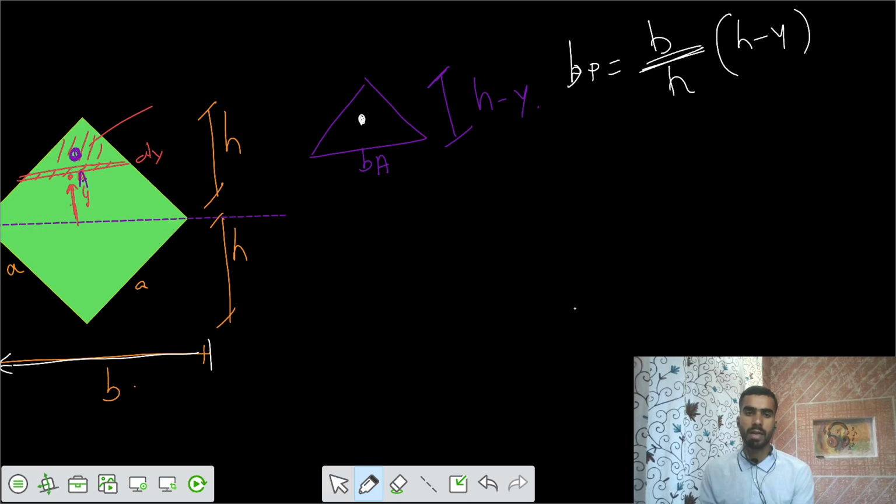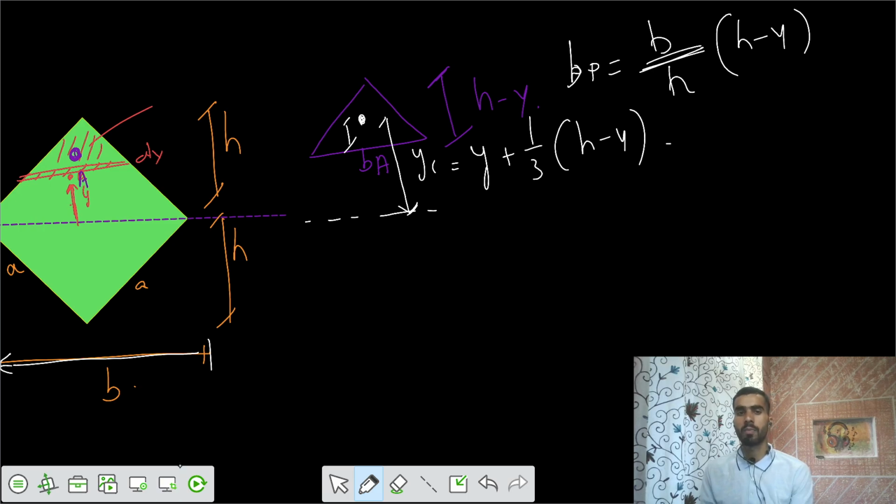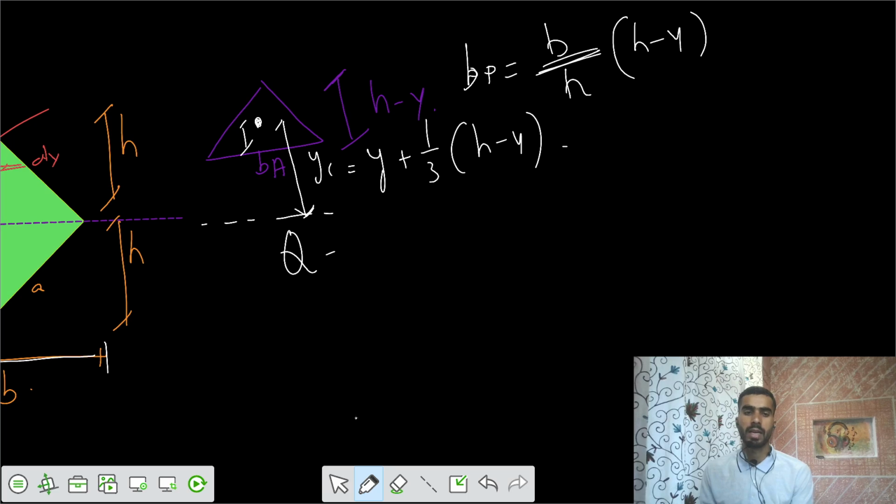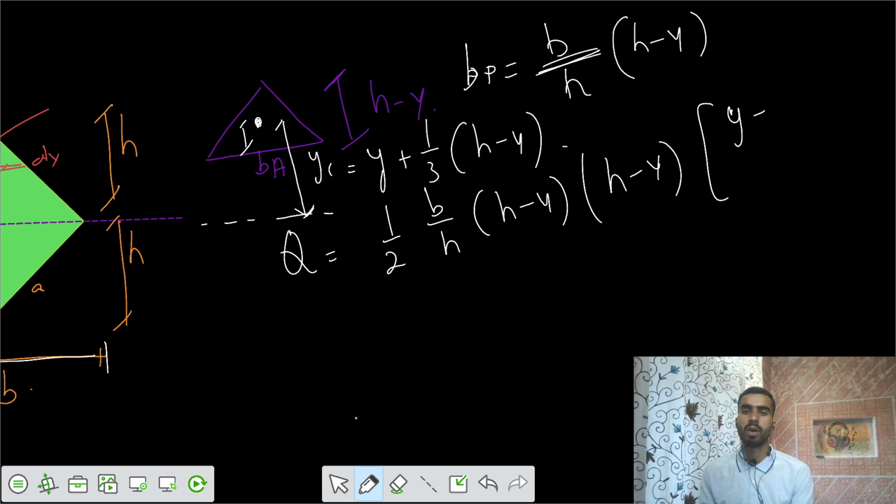And the centroid would be somewhere here from the neutral axis at a distance of yc that equals y plus 1/3 of h minus y. Okay, y plus 1/3 of h minus y. So we got these parameters, and so we got the first moment of area, that equals the area of the triangle, 1/2 b by h minus y into height of h minus y. So this is the area, and the centroid is acting at y plus 1/3 of h minus y.